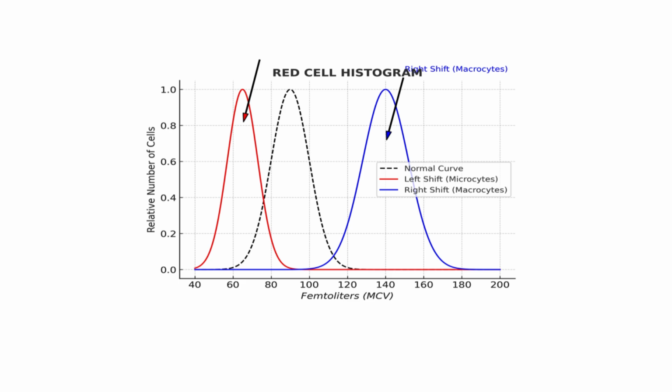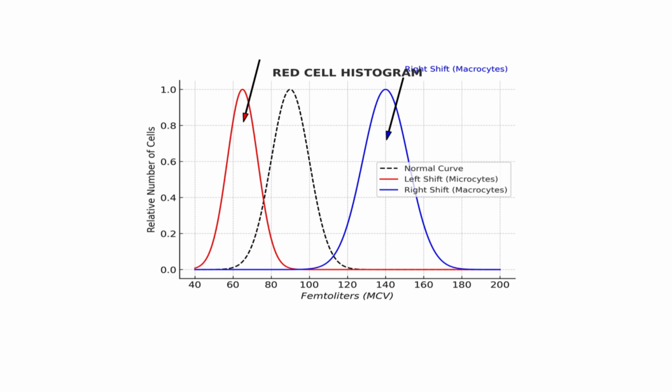A left shift on the histogram indicates the presence of microcytes, or abnormally small red blood cells. The peak shifts to the left, toward lower MCV values. Conditions like iron deficiency anemia or thalassemia can cause this left shift.